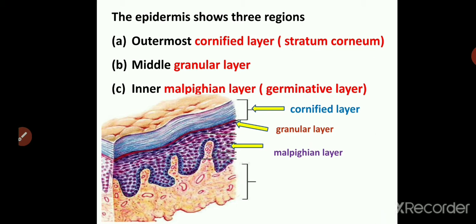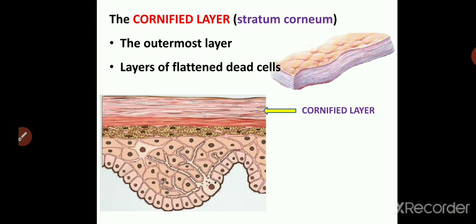Then you have a thin layer, the dark reddish color line that you can see. Only that line is the granular layer. And the lower purplish red color layer is the malpighian layer. And this diagram also shows you the ridges and the grooves formed by the epidermis. So let us see each layer one by one.